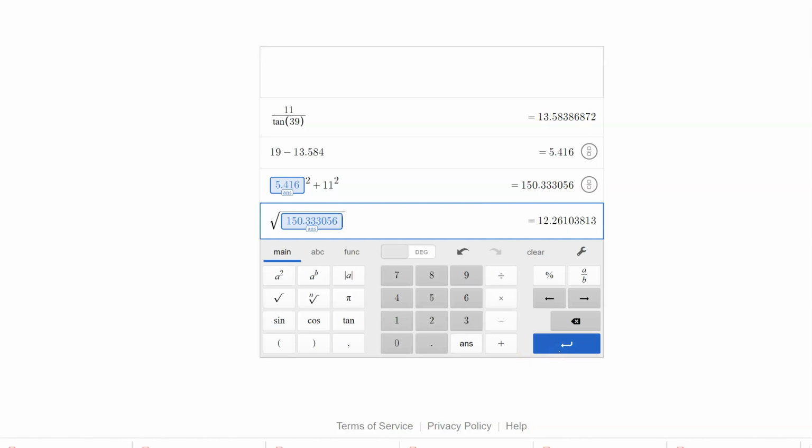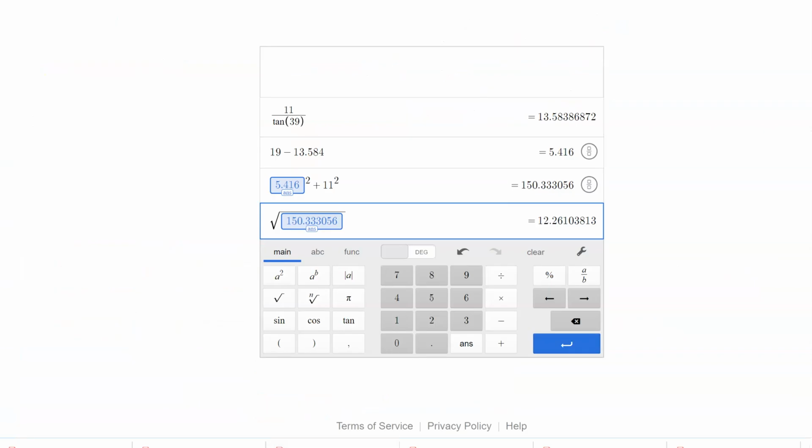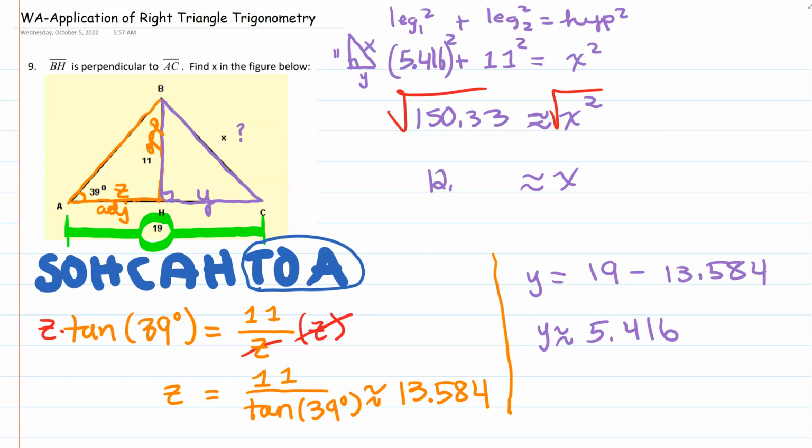12.26. So X squared was approximately 150.33. And so for X, by square rooting both sides, that's how we would undo the square. X is approximately 12.26. And that is how we found X.